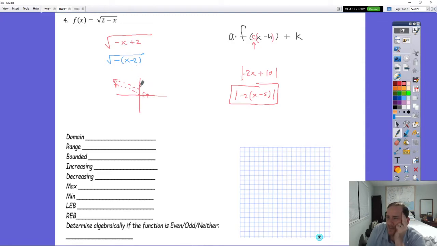So given that picture, we can now answer all these domain and range questions pretty easily. We can see that our domain goes from -infinity to +2, including the +2. We can see that our range is 0 to infinity. We're bounded below. The function is never increasing. It is decreasing on the interval from -infinity to 2.